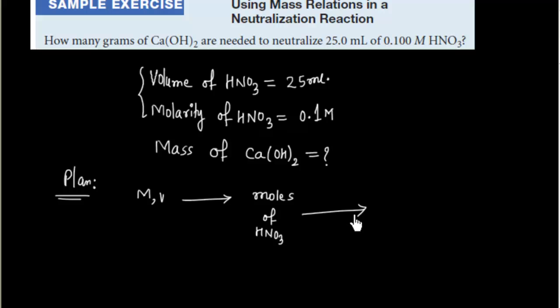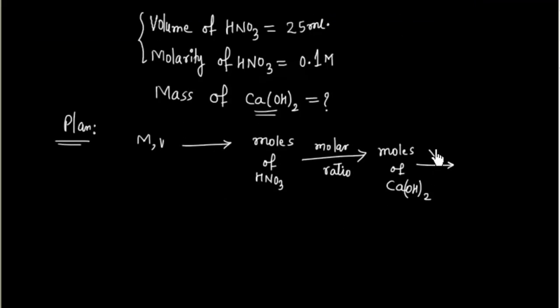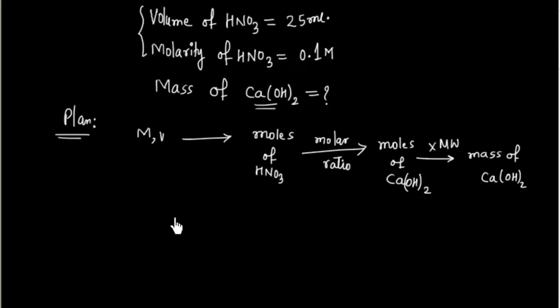And once I know the moles of HNO3, we can write the reaction of HNO3 with calcium hydroxide, and from there we can find the molar ratio. If I use this molar ratio to calculate the moles of calcium hydroxide, and then multiply it by the molecular mass of calcium hydroxide, we can get the mass of calcium hydroxide. So let us proceed.